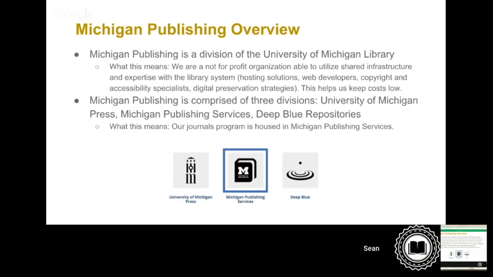Michigan Publishing is comprised of 3 divisions. There's the University of Michigan Press, which is your traditional academic publisher, Michigan Publishing Services, which is us, that's where the journals program is located, and Deep Blue Repositories, which is a faculty data bank for research.